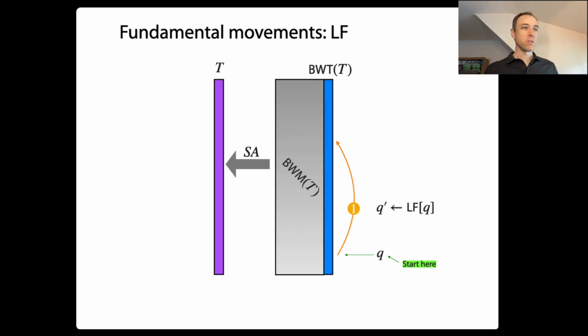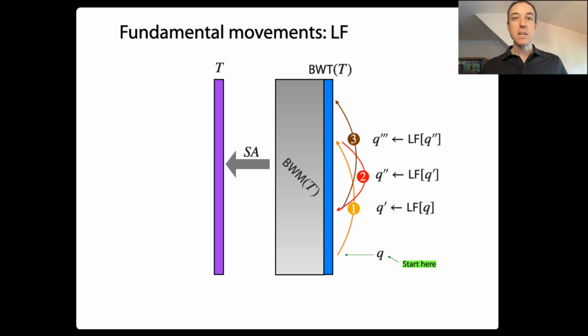So let's say we invoke the LF mapping on our original coordinate Q. We get a new coordinate Q prime. We could iterate. We could run the LF mapping again on our new coordinate Q prime. We get a new coordinate Q double prime. Again, that movement is not really predictable in terms of where the new Q double prime is going to land with respect to lex space. It just goes somewhere else. And we can iterate again. So this is roughly what 3 iterations of the LF mapping might look like with respect to lex space.